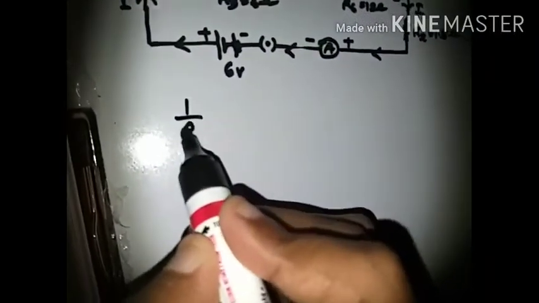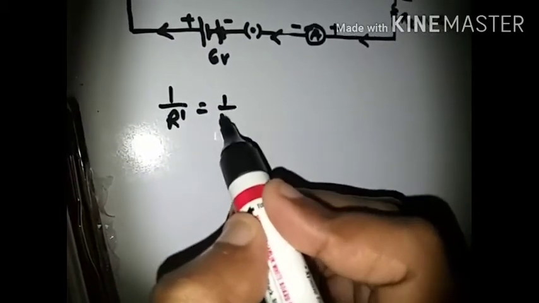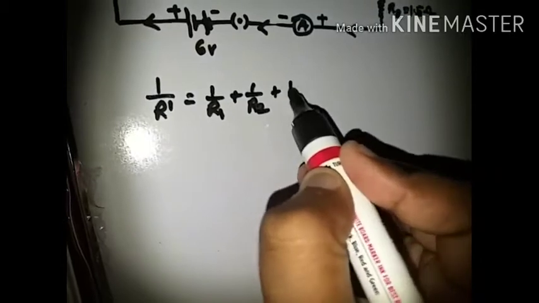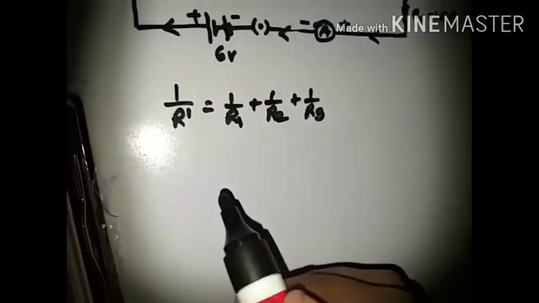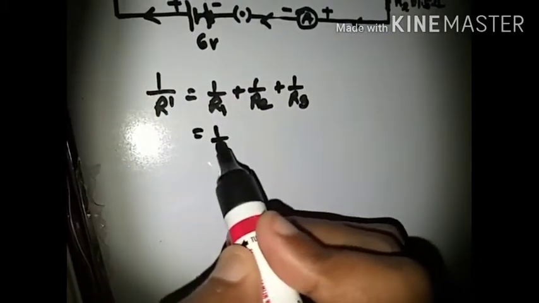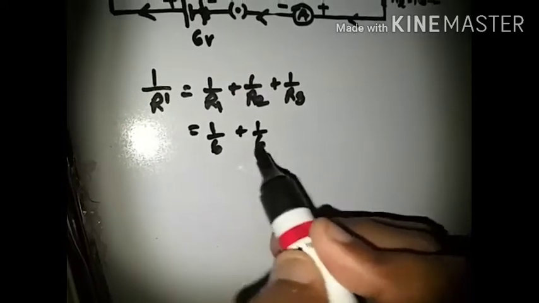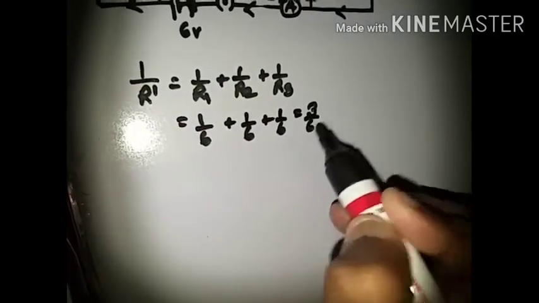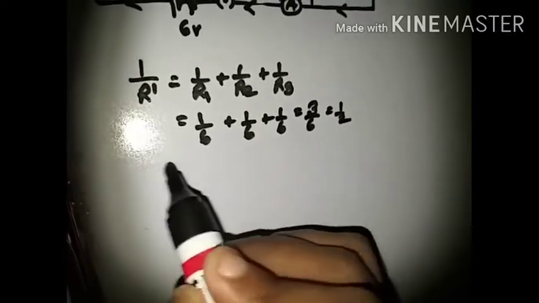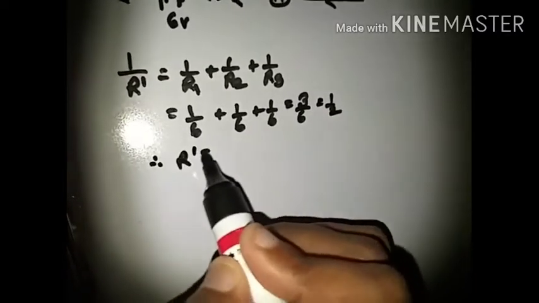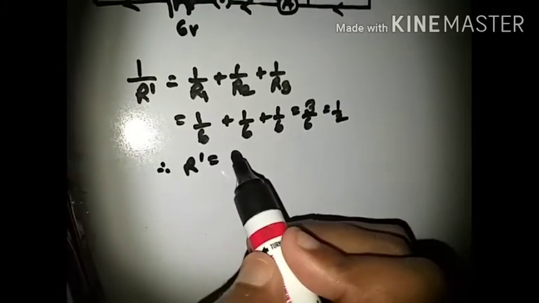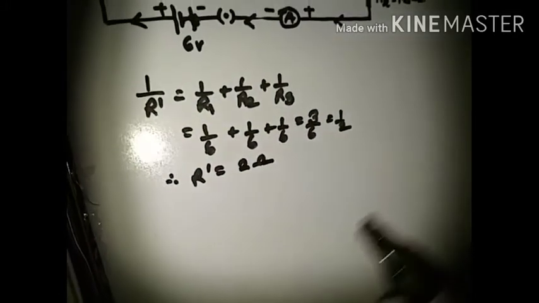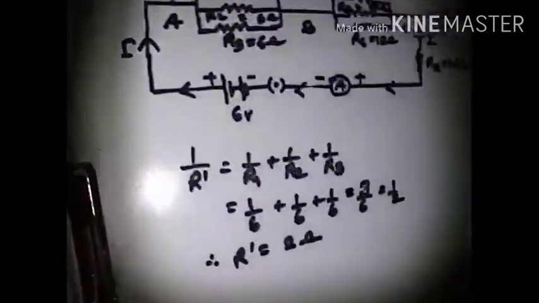In the first branch, if R dash is the equivalent resistance for R1, R2 and R3, R1, R2 and R3 are joined in parallel. So 1 by R dash is 1 by R1 plus 1 by R2 plus 1 by R3. So 1 by 6 plus 1 by 6 plus 1 by 6. That gives you 3 by 6. You can cancel, you get 1 by 2. So therefore R dash is equal to 2 ohms. That is the equivalent resistance for the first branch.